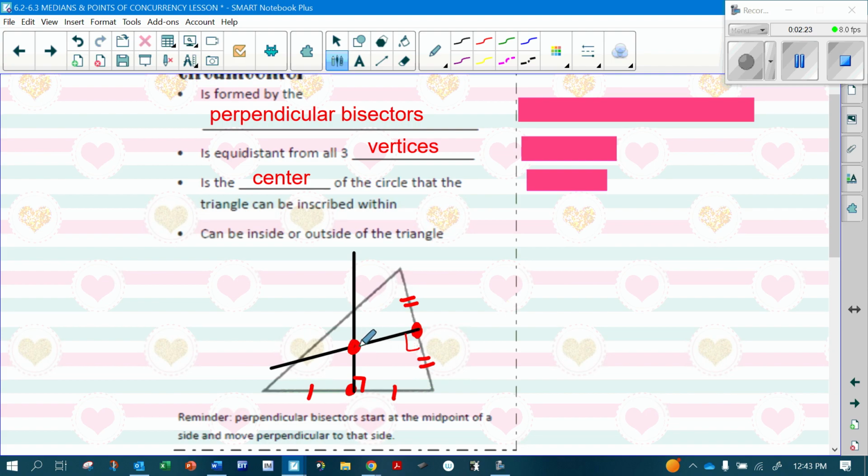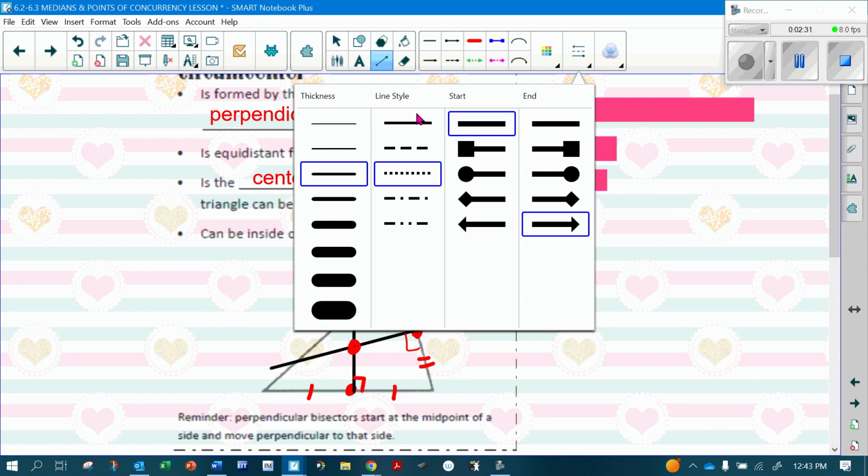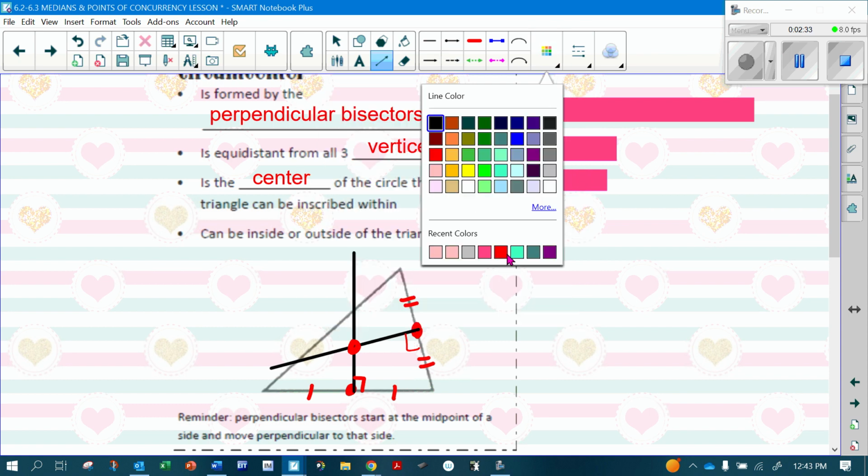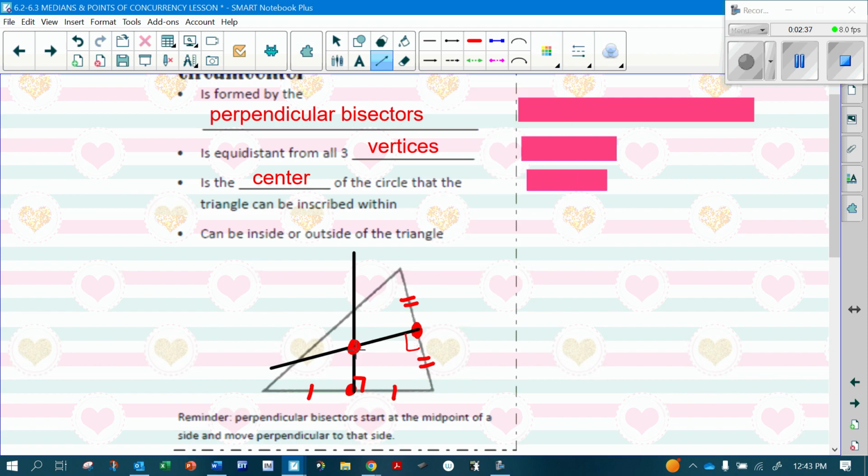Now what's really cool about the circumcenter is, and I'm going to do this in a dotted line, we'll do green. Okay, so if you go to this point and you drew to each one of the corners, all three of these lines are the same size.